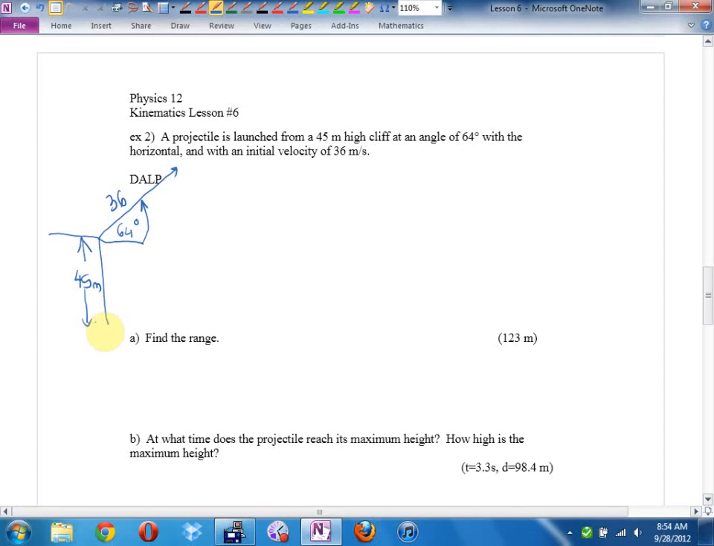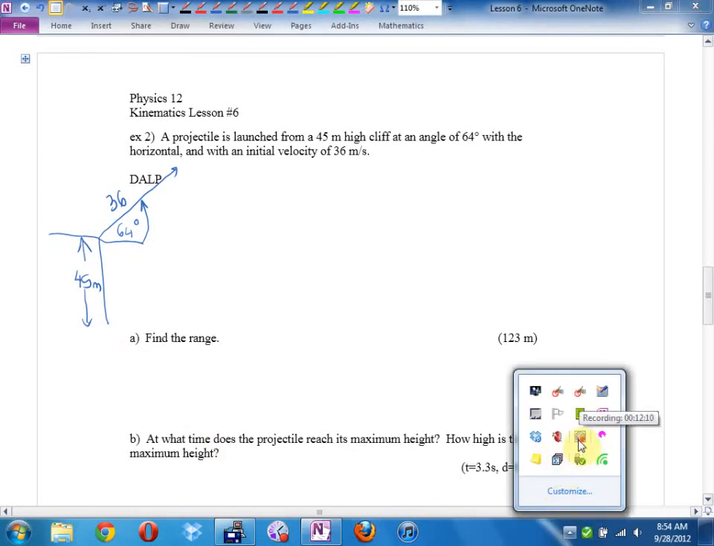On your own, break it up into Vx, Vy. Find time of flight, either vertically or horizontally, depending on the information that they gave you. And then find the range, please. I'm going to press pause, and I'll do it up here. I'll freeze my screen.